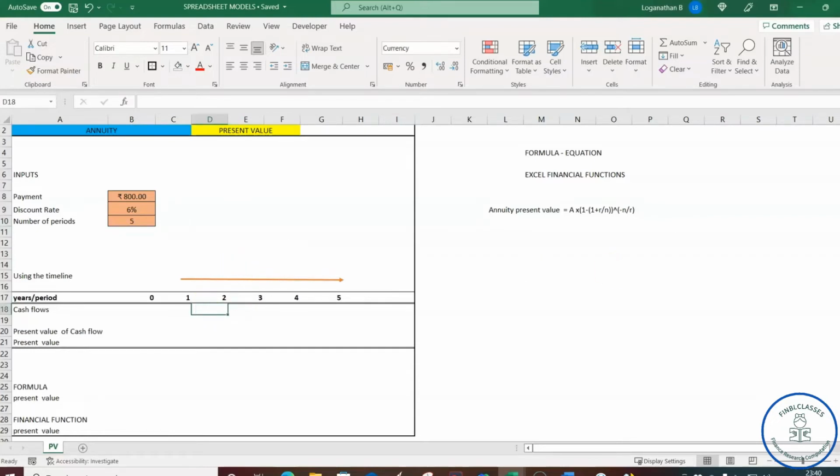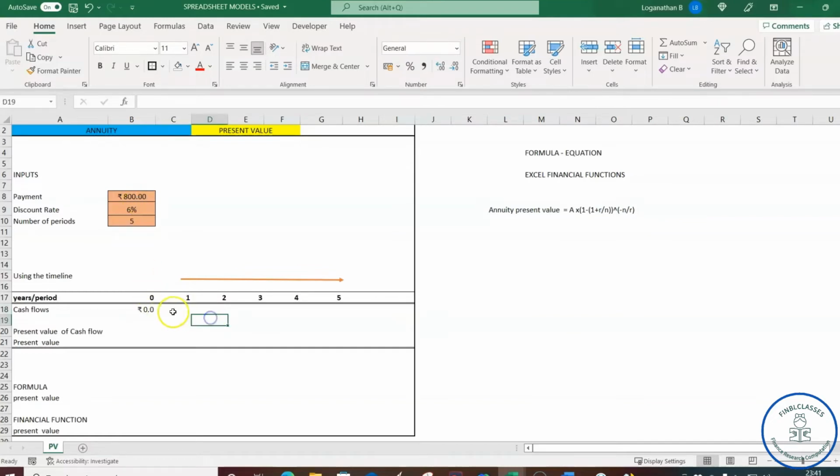Now we have to find the cash flow. So what is the cash flow? In the first year there is no cash flow. At the end of the first year, at the end of the second year, at the end of the third year, at the end of the fourth year, and at the end of the fifth year, we are getting the cash flow of 800. That has to be discounted each year, and we'll add all the cash flows to define the present value of the cash flow. So for the 0th year there is no cash flow. At the end of the first year, we will be getting 800.